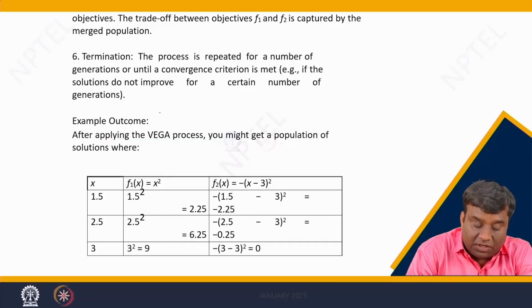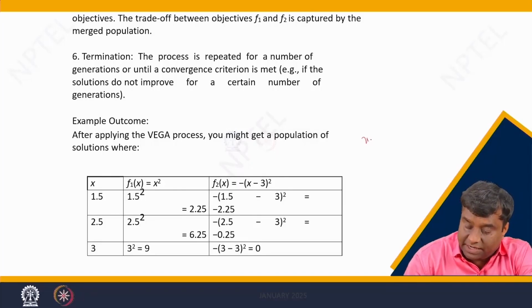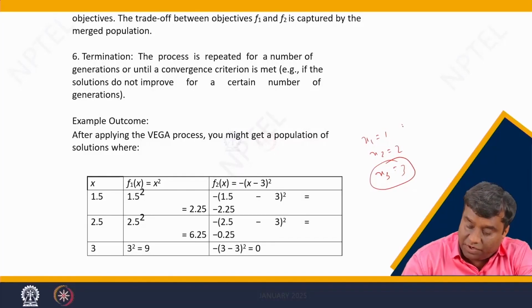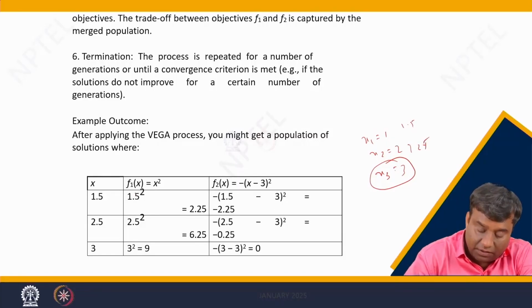Now example outcomes. So after applying the VEGA process, you might get a population. After crossover and mutation, suppose there is, as I said, x1 equal to 1, x2 equal to 2, x3 equal to 3. Now here you will get 1.5. From here you will get 2.5. So f1x is 1.5 whole square, so you will get 2.25. F1 for 2.5 whole square, you will get 6.25.